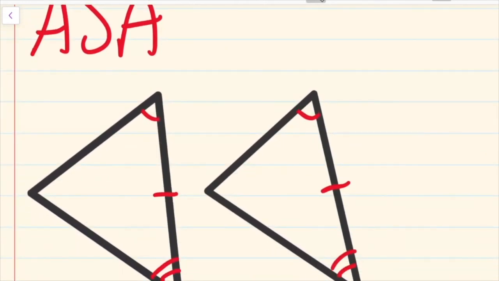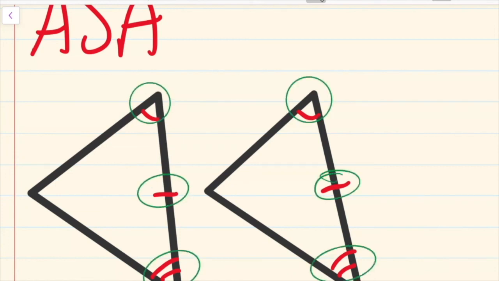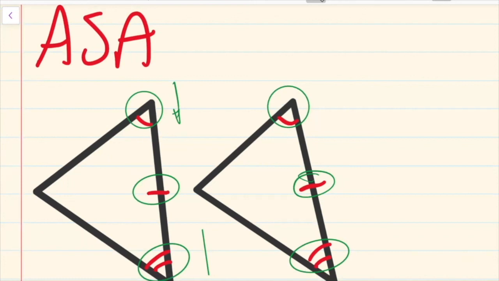Now for the ASA, it's angle, side, angle. And once again, everything's close to each other. We have an angle we do know, a side we do know, and another angle we do know. Doesn't matter which way you go, it's angle, side, angle. And those are the first three we're going to talk about right now. In our next video, we'll talk about more challenging types of rules.